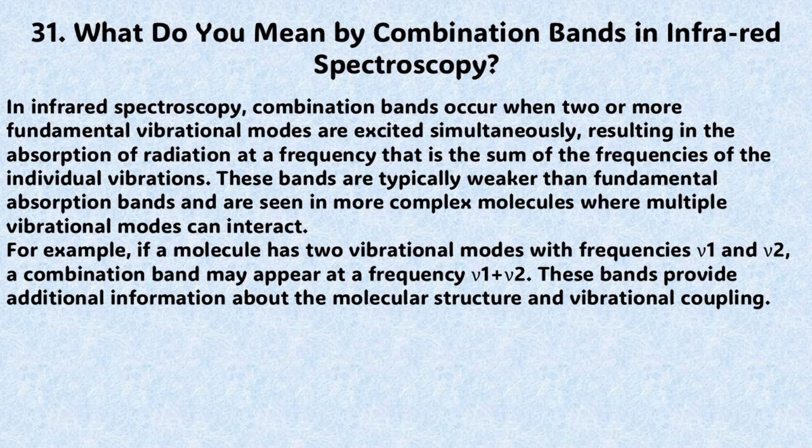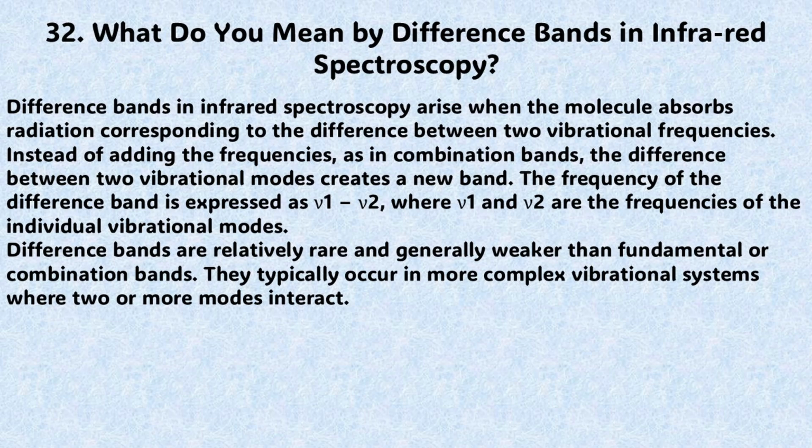Now we will move to question number 32. What do you mean by difference bands in infrared spectroscopy? The answer to this question is very simple. Difference bands in infrared spectroscopy arise when the molecule absorbs radiation corresponding to the difference between two vibrational frequencies. Instead of adding the frequencies, as in combination bands, the difference between two vibrational modes creates a new band.